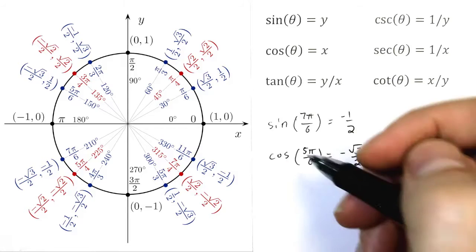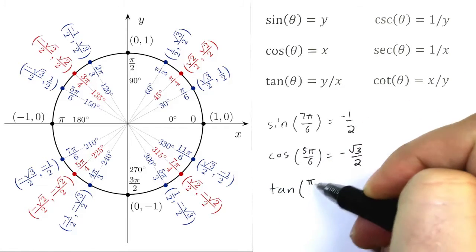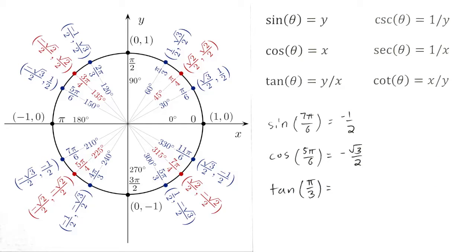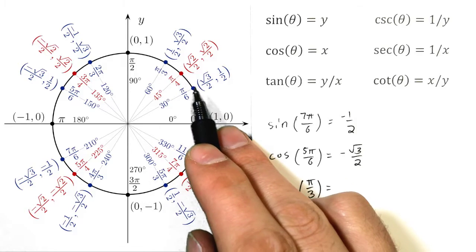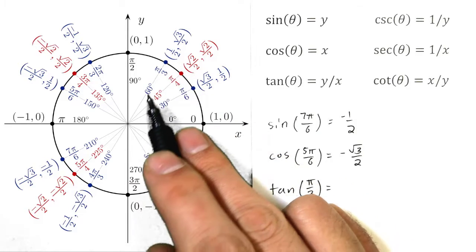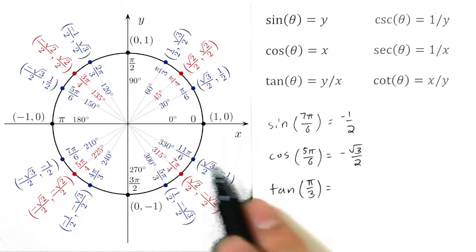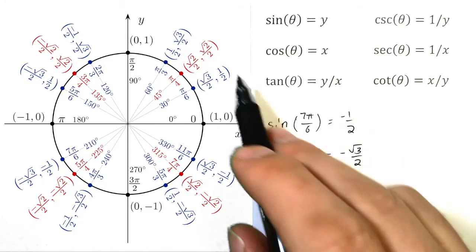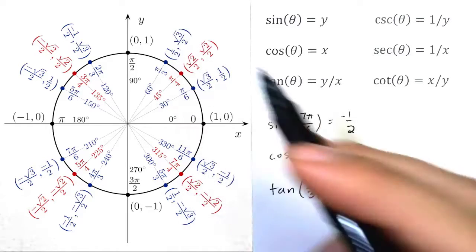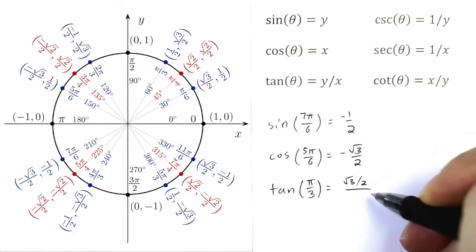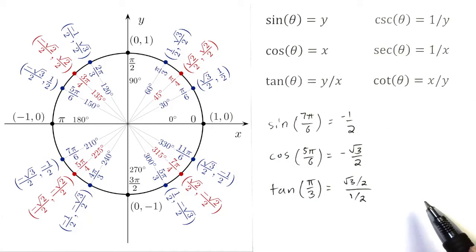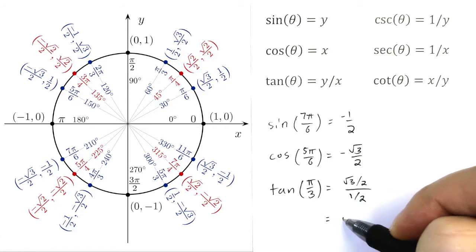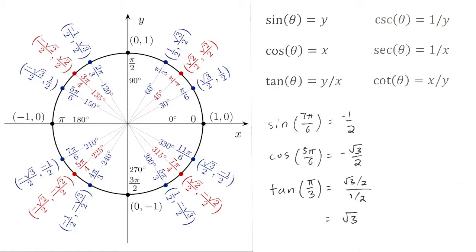What about tangent? Let's take tangent of pi over 3 radians. Where's pi over 3? That's right here. You could count that as 2 pi over 6: 1, 2 pi over 6. Either way, you find yourself over here. What is tangent? It's y divided by x. So I'm going to take the y-coordinate, √3 over 2, and divide by the x-coordinate, 1/2. When I simplify that, I get simply the square root of 3. So the tangent of pi over 3 radians is √3.